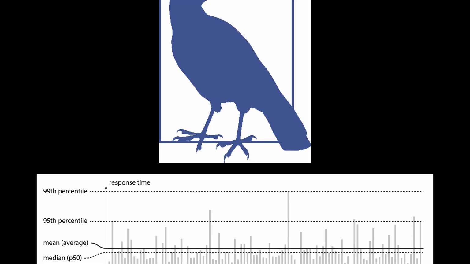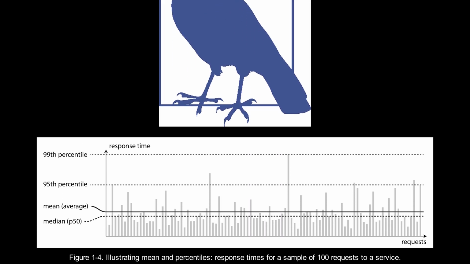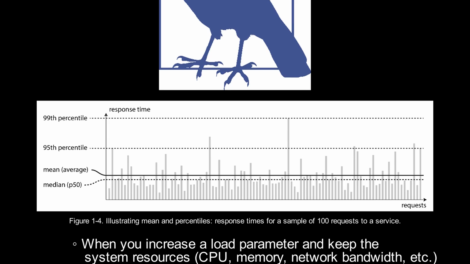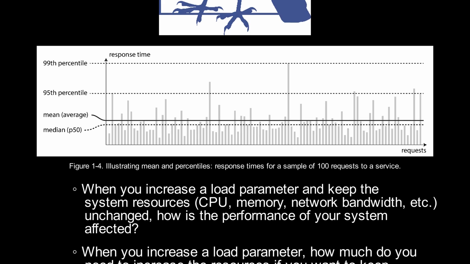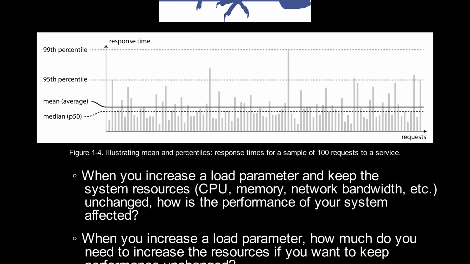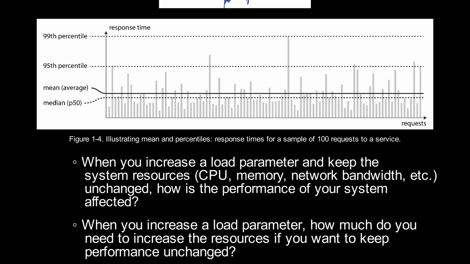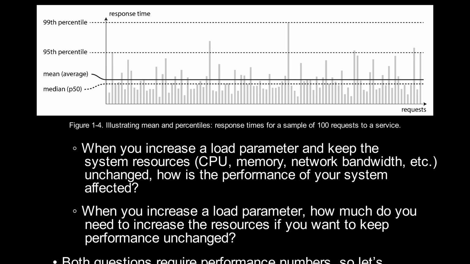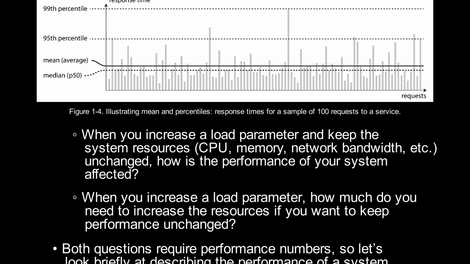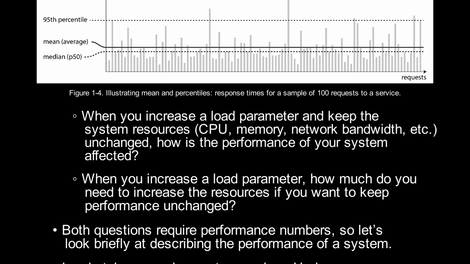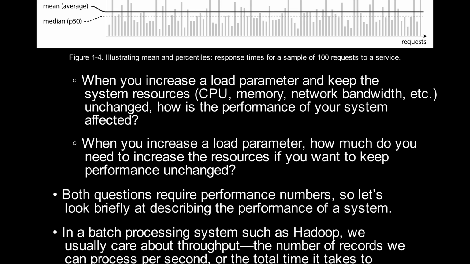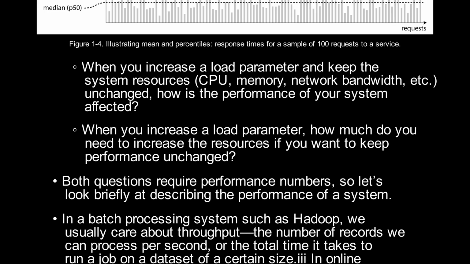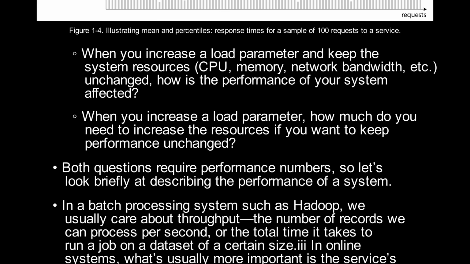Figure 1-4, illustrating mean and percentiles: response times for a sample of 100 requests to a service. When you increase a load parameter and keep the system resources (CPU, memory, network bandwidth, etc.) unchanged, how is the performance of your system affected? When you increase a load parameter, how much do you need to increase the resources if you want to keep performance unchanged? Both questions require performance numbers, so let's look briefly at describing the performance of a system.